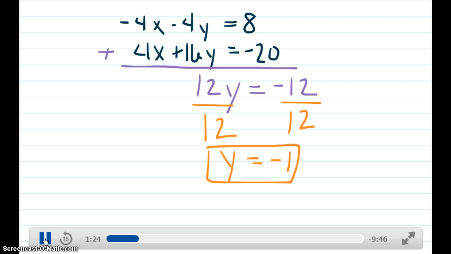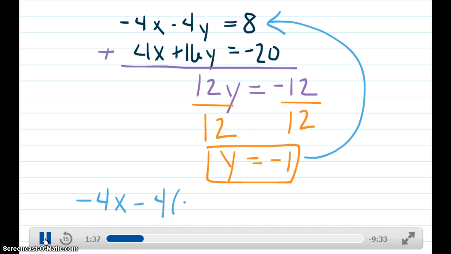Now just like substitution, we are now going to plug it into one of the equations. And I don't care which one, and you can pick whichever one you want. I'm going to do the first one, negative 4x minus 4 times negative 1 equals 8. So to simplify it, negative 4 times negative 1 is going to be negative 4x plus 4 equals 8.